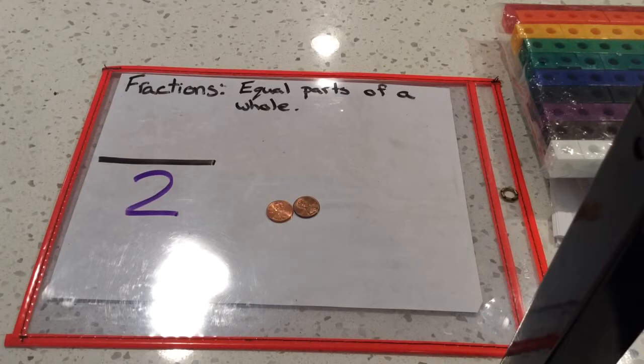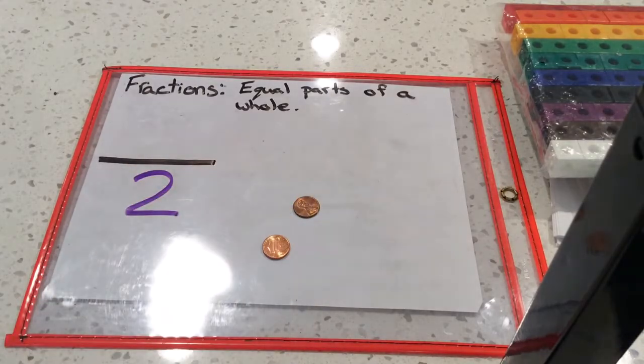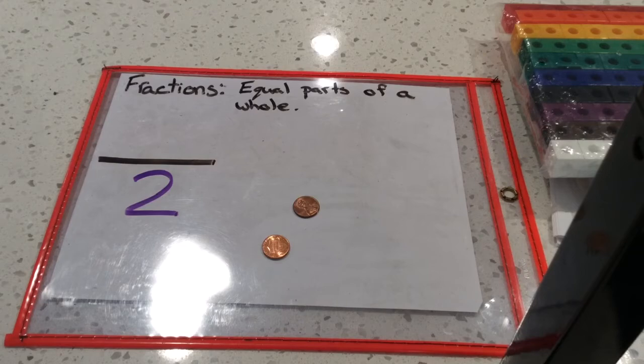Now, one thing that I want to demonstrate, or I want to just show, is how we can think about the number on top, right? How many pieces do we have? So for this activity, I'm going to be looking at how many of these pennies are heads up and how many of them are tails.